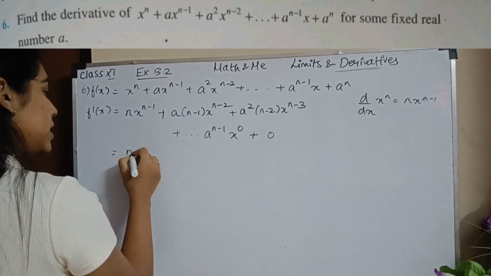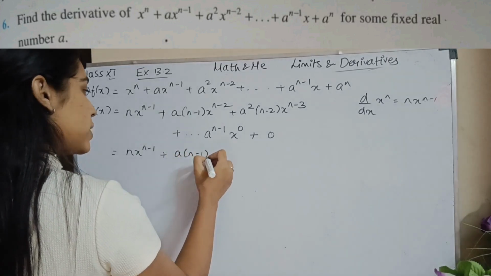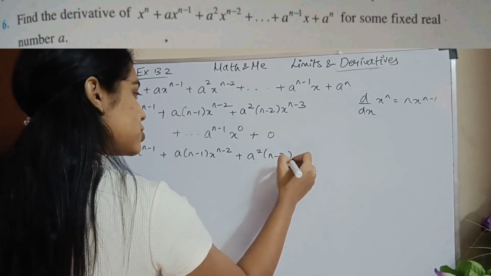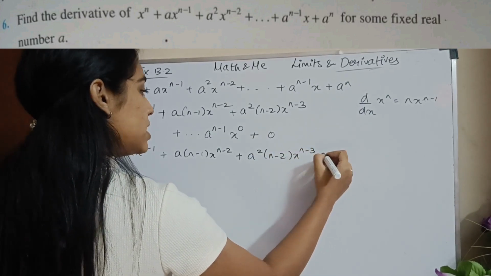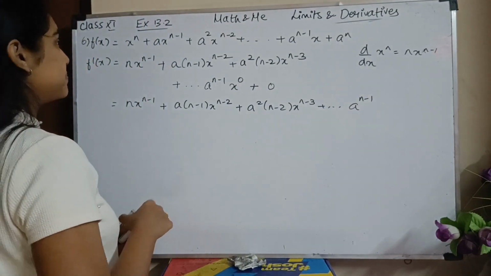So what am I left with? n times x to the n minus 1 plus a into n minus 1 x to the n minus 2 plus a square n minus 2 x to the n minus 3 and so on, a to the n minus 1. Okay, so this is my final answer.